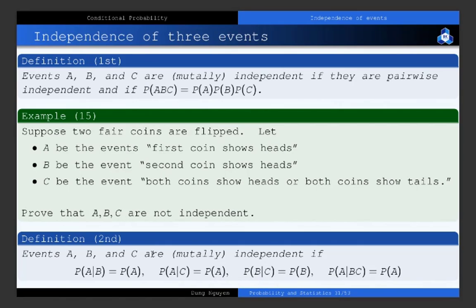If you want to do that, then you need the assumption that they are mutually independent. So 3 events are mutually independent, or just independent, if they are pairwise independent and the probability of ABC is the same as the probability of A times the probability of B times the probability of C. Or you can say that you can always drop the conditions of the events when you compute the probability of the other events: the probability of A given B is the probability of A, the probability of B given C is the probability of B, and the probability of A given BC is the probability of A.